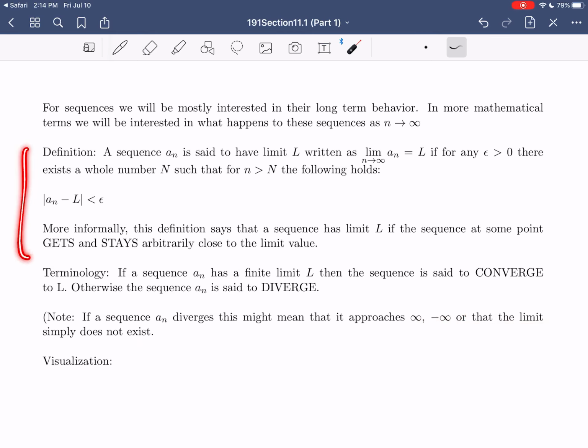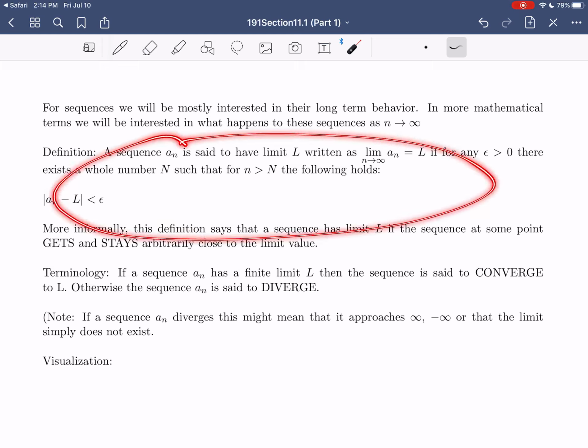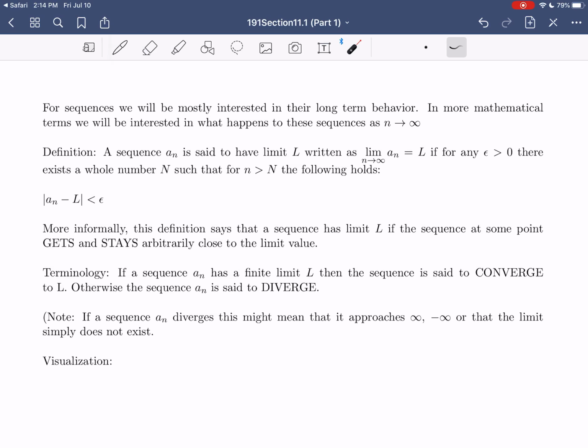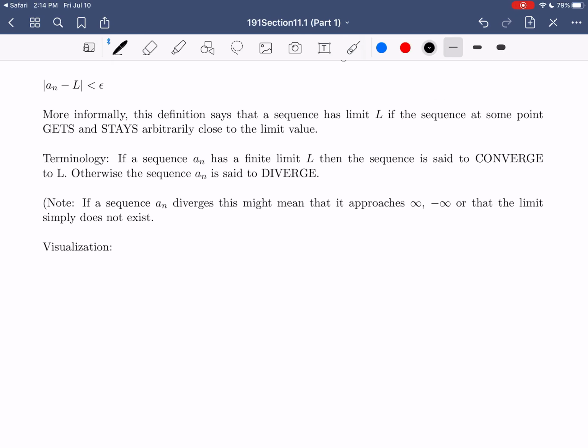So let's give a quick visualization of this definition. In your Calc 1 classes, you might have done a lot of little proofs using the epsilon-delta definition of the limit. We're not going to encounter those too much. We'll see one theorem later on that uses the very formal definition. But what's more important is making sure you understand visually what this definition is saying. So we're going to give a visualization here.